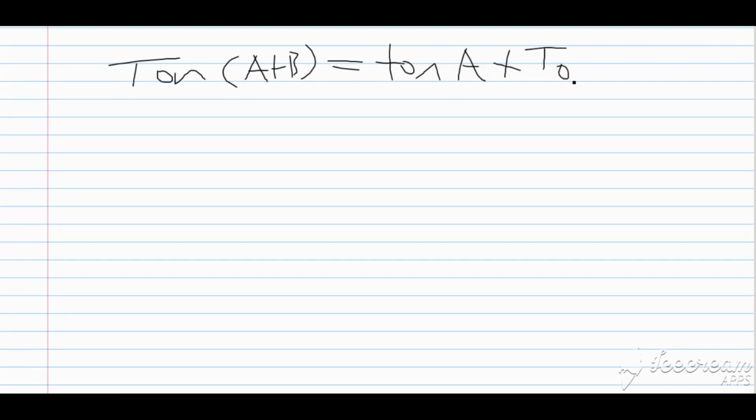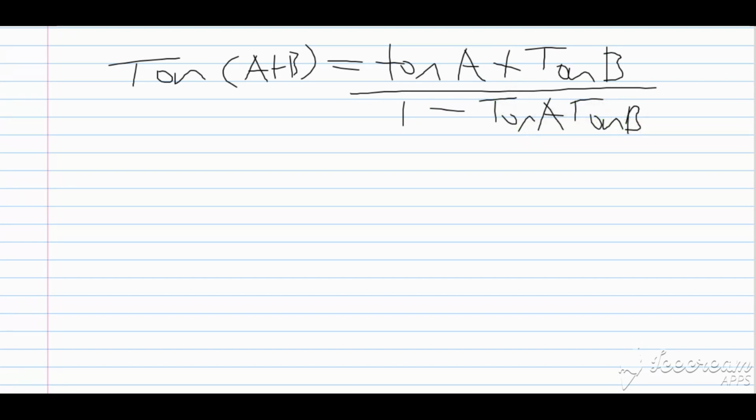Now, what about the compound angle formula for tan? How can I manipulate that to get the double angle formula? All right, so recall that the tan of a plus b is equal to the tangent of a plus the tangent of b over 1 minus the product of the two of them. So we have tan a, tan b.